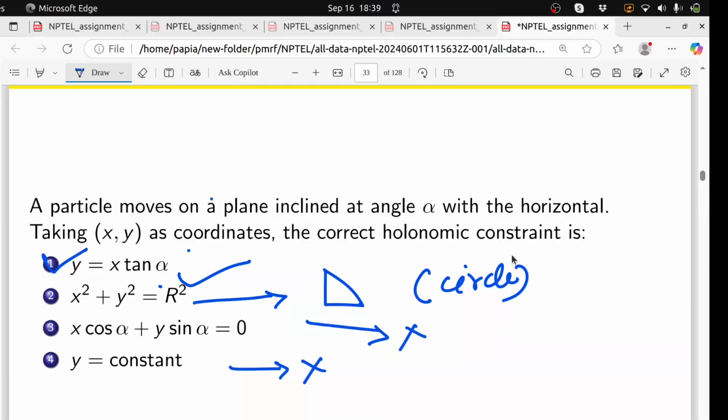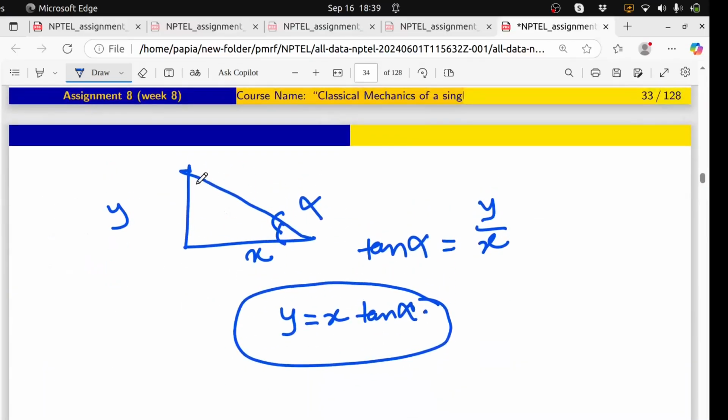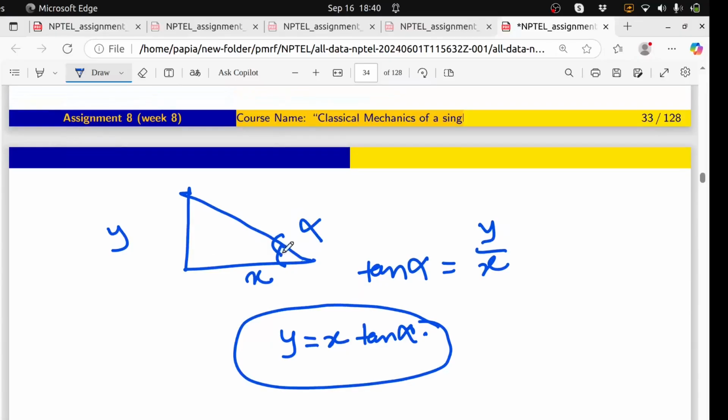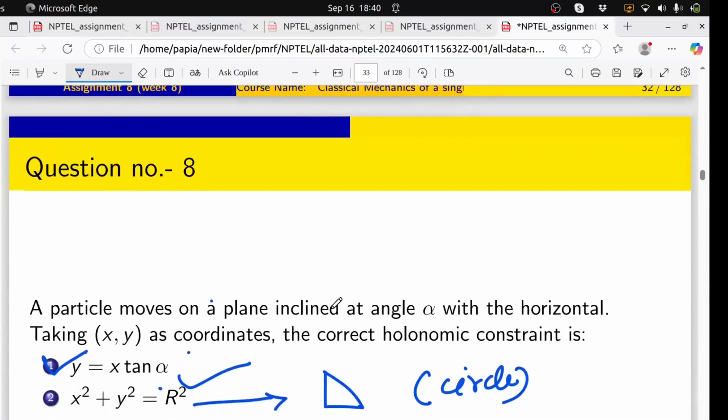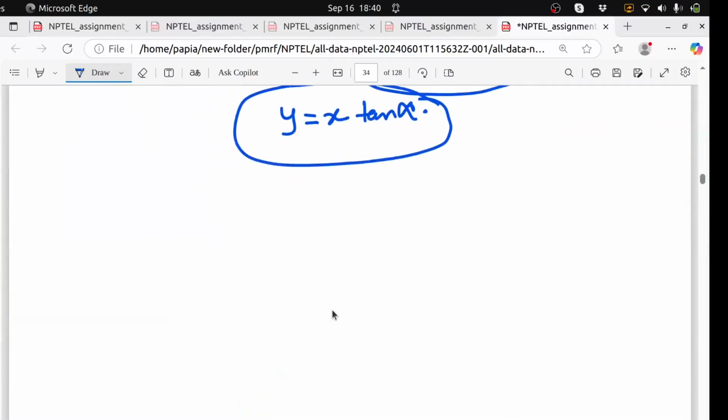And how did we do that? The particle moves on a plane. It is inclined at an angle alpha with the horizontal. So this is the plane, I can say, which is inclined with the horizon at the angle alpha. Okay. Now from this figure I can definitely tell what is tan alpha. Tan alpha will be y divided by x. So that means y equals to x tan alpha. So the first one will be the correct option. Okay.